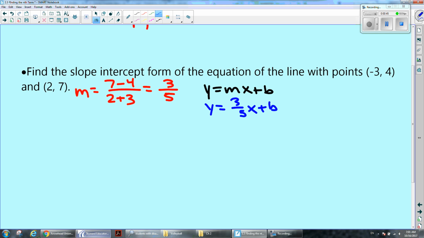We still don't know what that y-intercept is, so we're going to have to choose a point. Let's say I picked -3, 4 as my point to plug in, then 4 substituted in for y, and -3 substituted in for x. Now I'm down to one variable. I can just solve this for b.